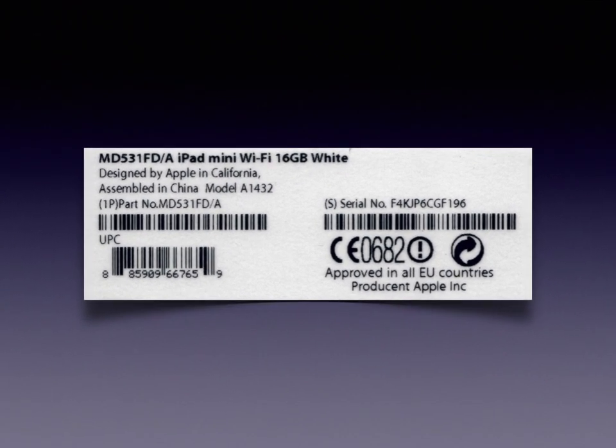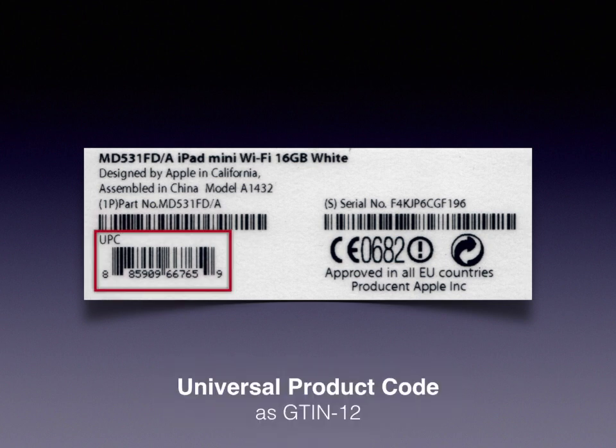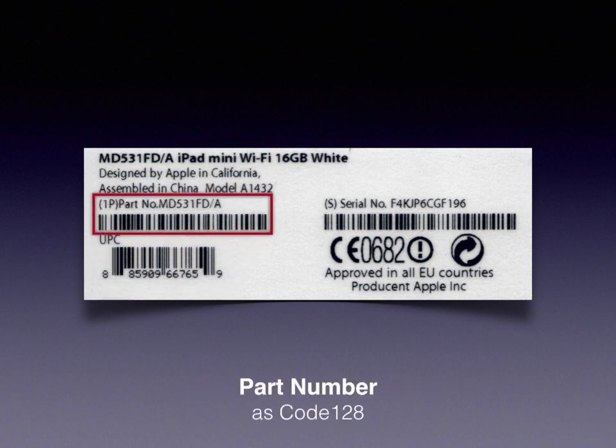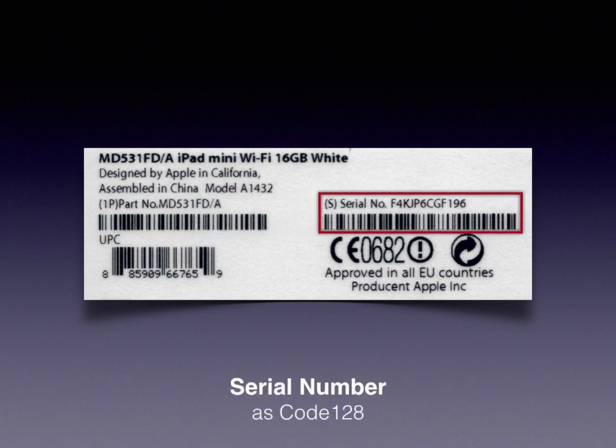Or to look at something that you might even more likely have seen, this is the sticker on a box that contained an iPad mini. Again, here is a Universal Product Code, GTIN 12. But here's also a part number. In this case, it's encoded as Code 128. So there's yet another barcode standard. And there's even a serial number.